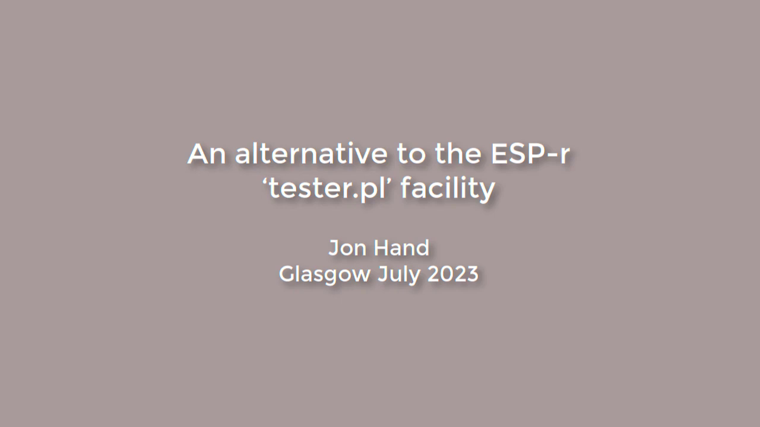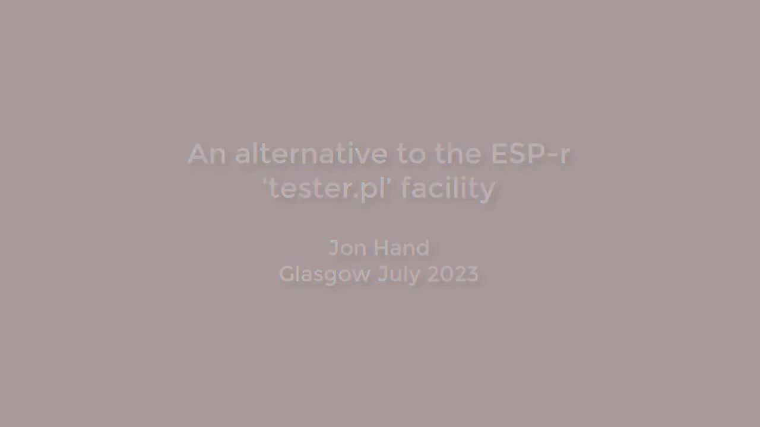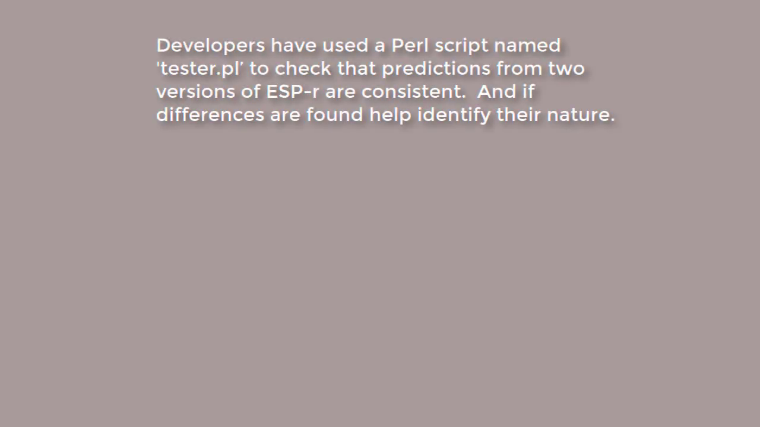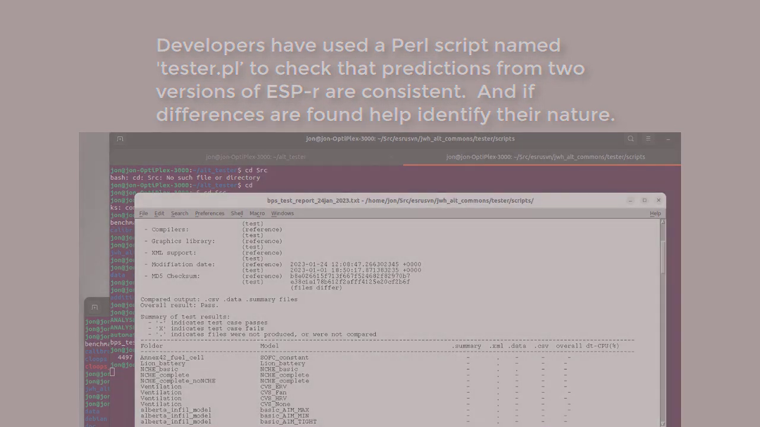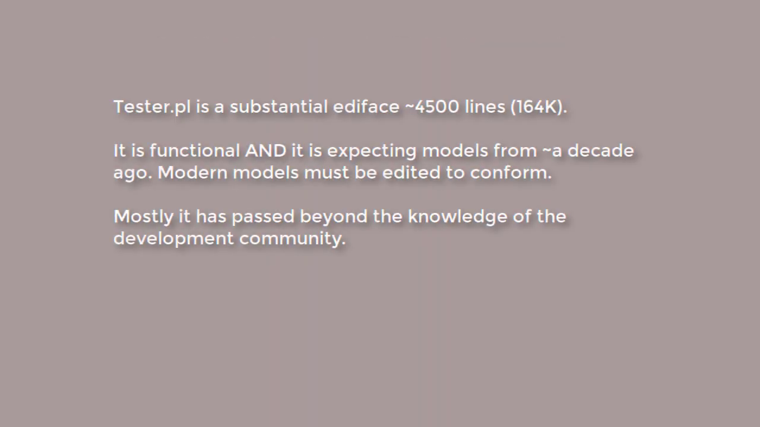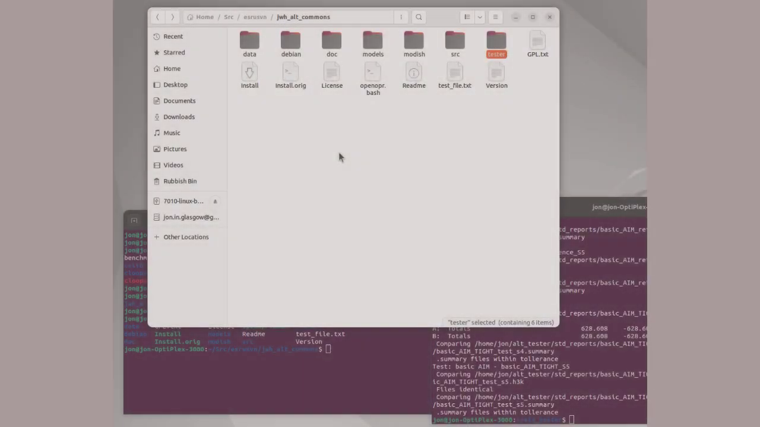In this video, I'm going to look at a possible alternative to the ESP-r tester facility. For actually decades, the ESP-r development community has been using one named tester.pl. It's a substantial edifice, lots of lines of code. It's very functional. However, it's expecting models that are relatively old. ESP-r has moved on a bunch from it, and the community has kind of forgotten what goes on under the surface of the thing.